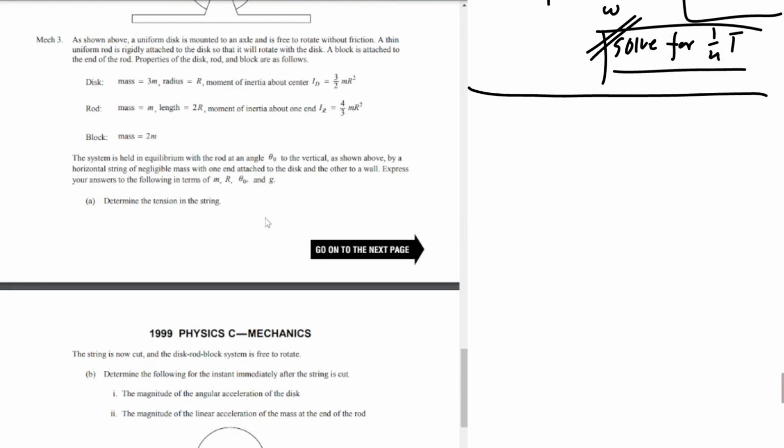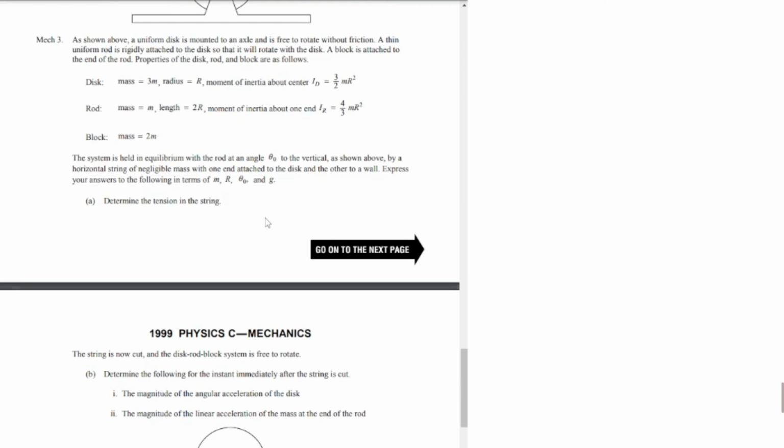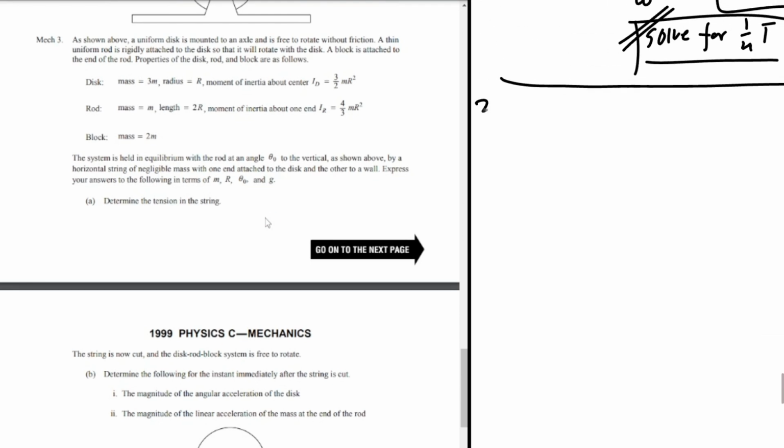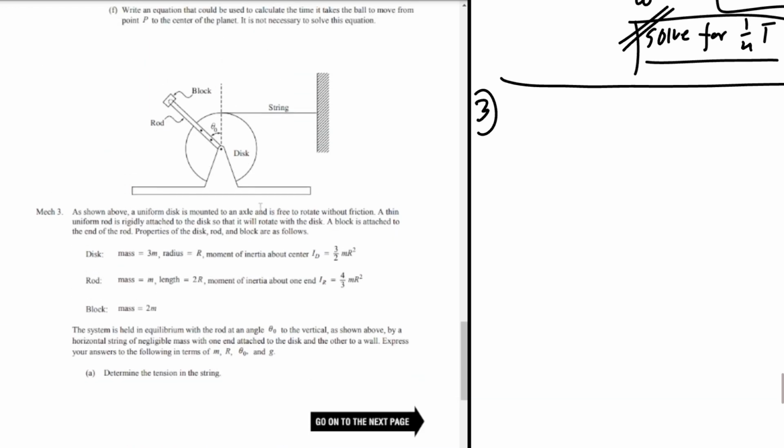Okay, so Mech 3, is this the fourth page? Wow, I'm running out of space. This is the third and last page. As shown above, a uniform disk is mounted to an axle and free to rotate without friction. A thin uniform rod is rigidly attached to the disk so it will rotate with the disk. A block is attached to the end of the rod. Properties of the disk, rod, and block are as follows. The disk has mass 3m, radius r, moment of inertia I_D equals 3/2 m r squared. Okay, so they solved it for us. These are the inertias we have. We don't need to calculate anything else.